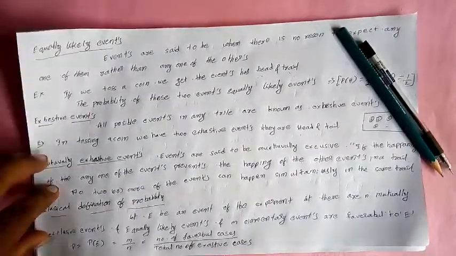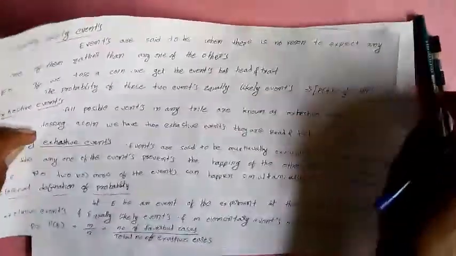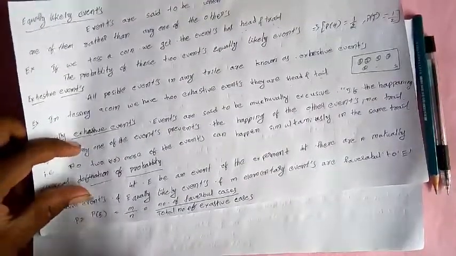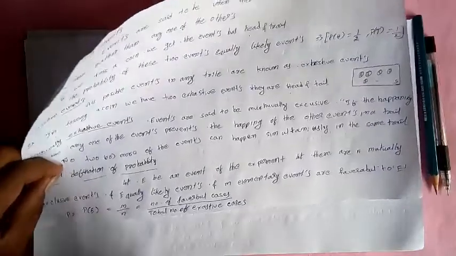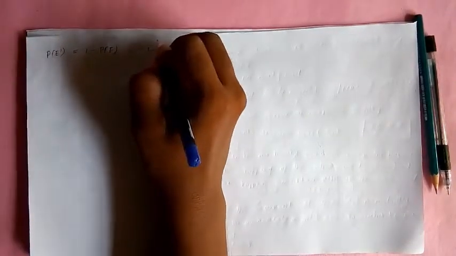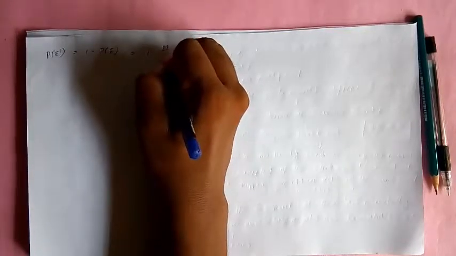And there is another formula like this. P of E is equal to m by n. If E is the positive event and E dash is the negative event, we can write P of E dash is equal to 1 minus P of E, that is equal to 1 minus m by n.